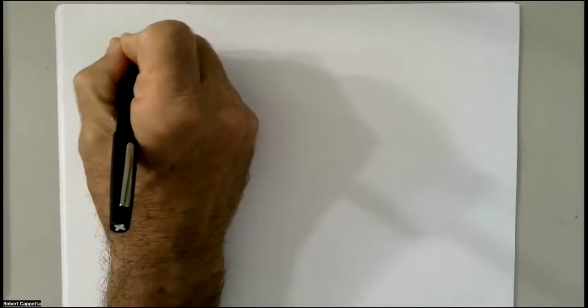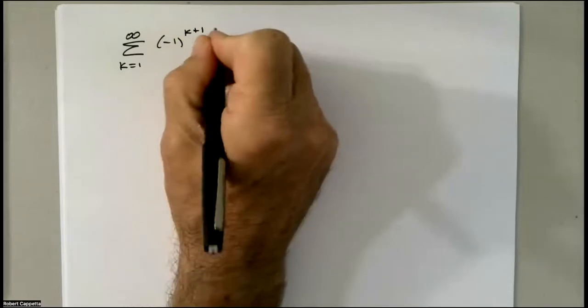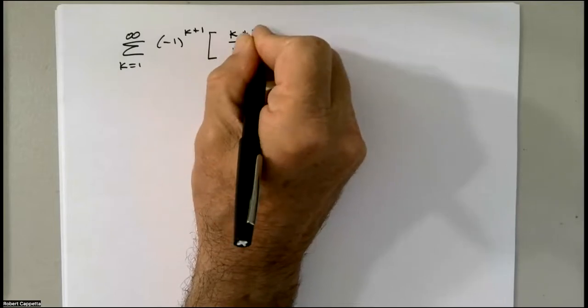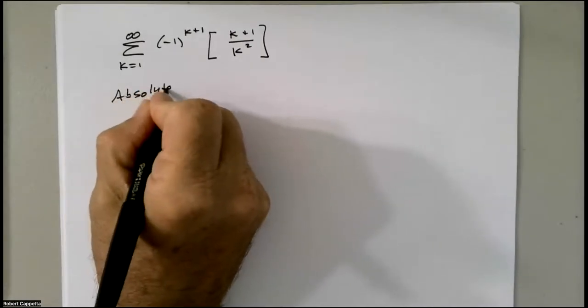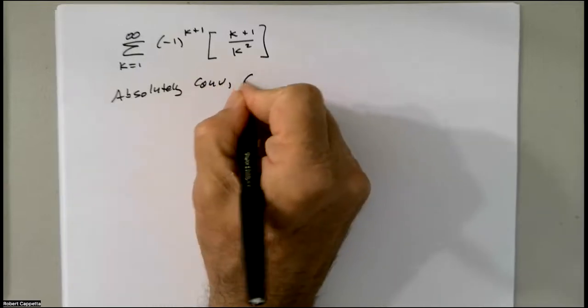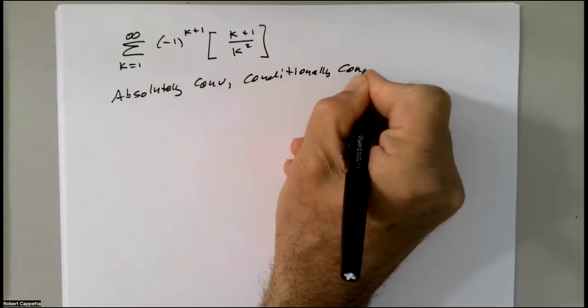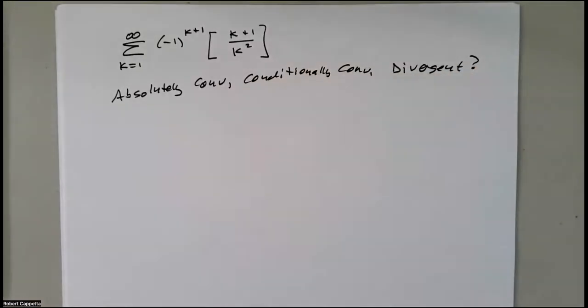Let's examine the following. Let's look at the sum as k goes from 1 to infinity of negative 1 to the k plus 1 times k plus 1 over k squared. The question I will ask you: is this absolutely convergent? Conditionally convergent? Or divergent? Which one is it?